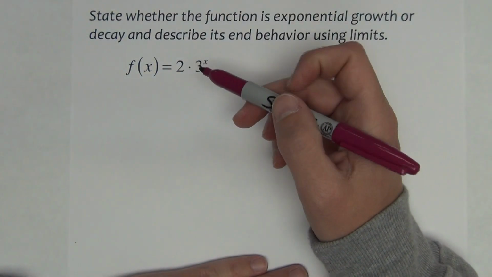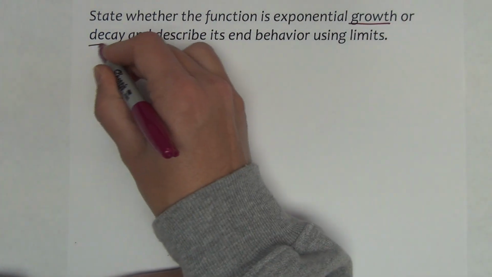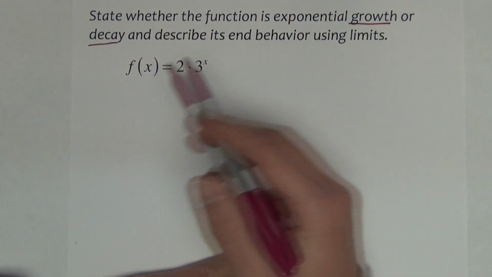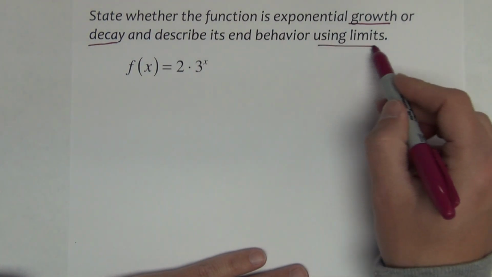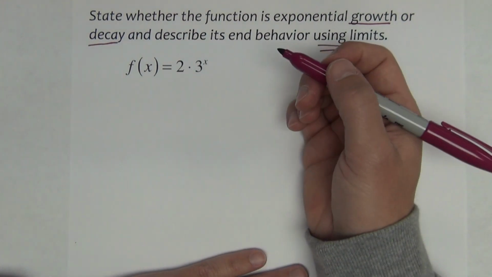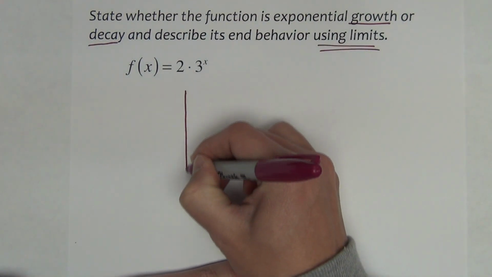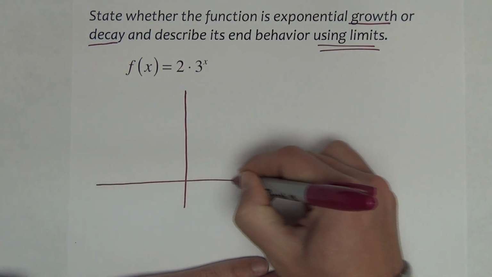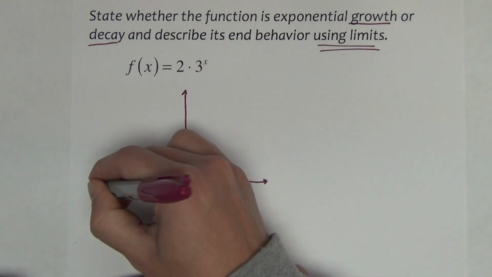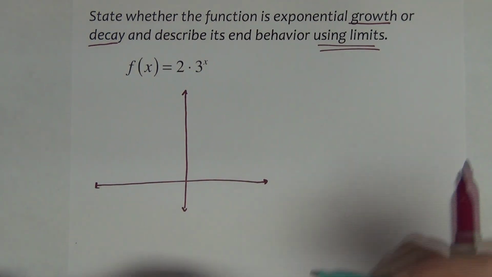Okay, the directions on this problem ask us to state whether the function is exponential growth or decay, and that's a new idea, we haven't talked about that yet, and describe its end behavior using limits. So first of all, just kind of what this function would look like if you need to graph it. If we need to use a graphing calculator, you can certainly do so. If I were to sketch its graph, it would look about like this.